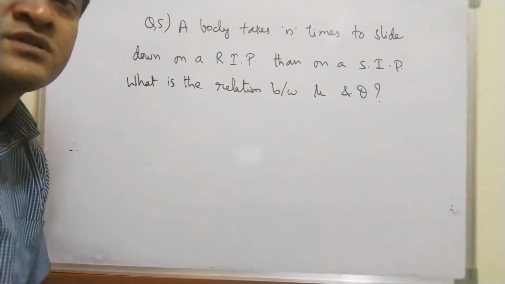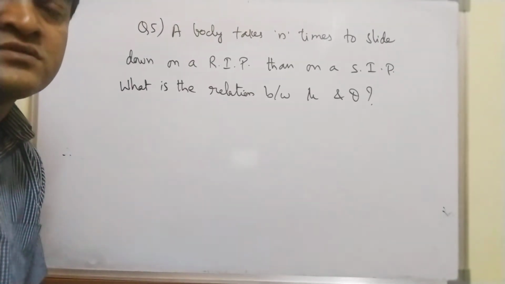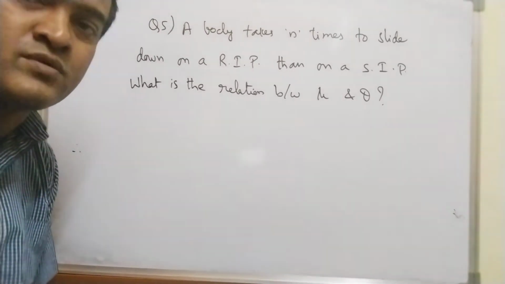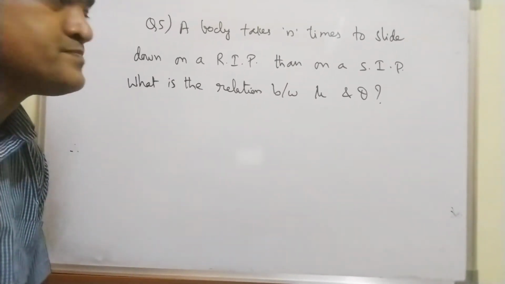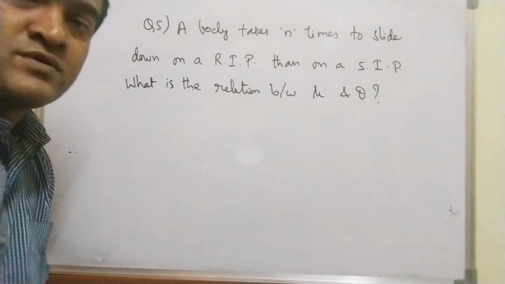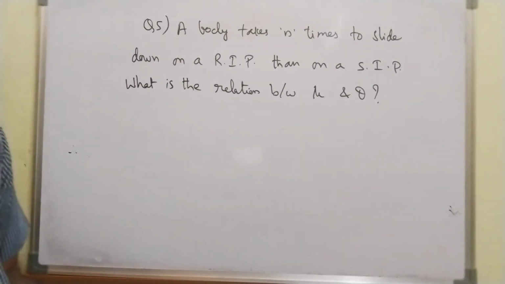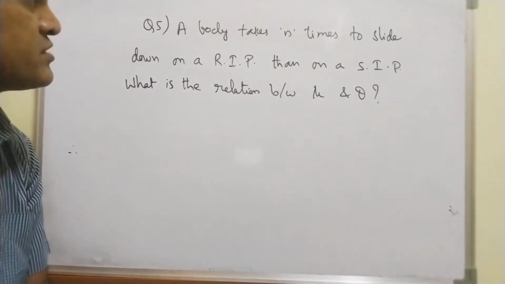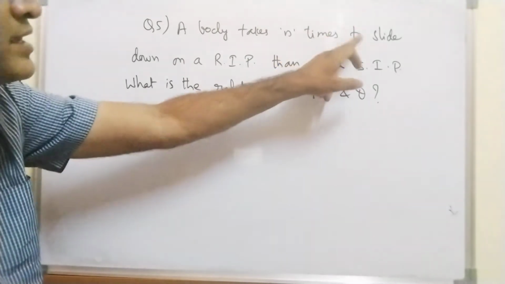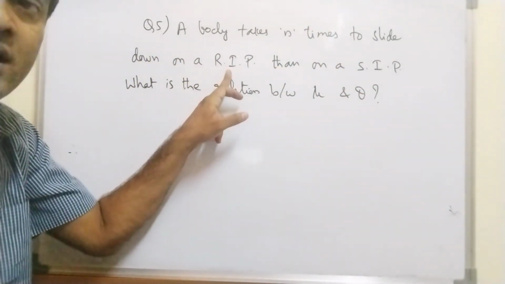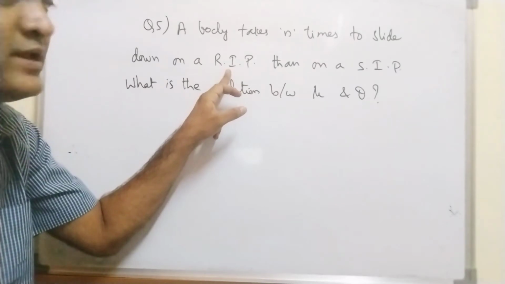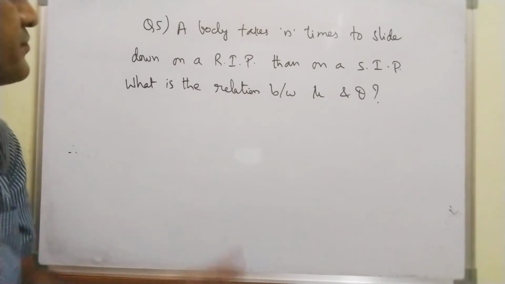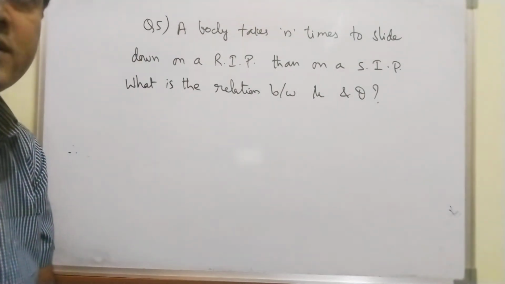Yeah, this is another very important question. This has been asked a couple of times, or more than a couple of times, in competitive exams. The ball problem was also important, the insect crawling on a ball in the previous example. This is also important. A body takes n times as long to slide down a RIP than on a SIP. RIP stands for rough inclined plane, and SIP stands for smooth inclined plane. What is the relation between mu and theta? This is the question.